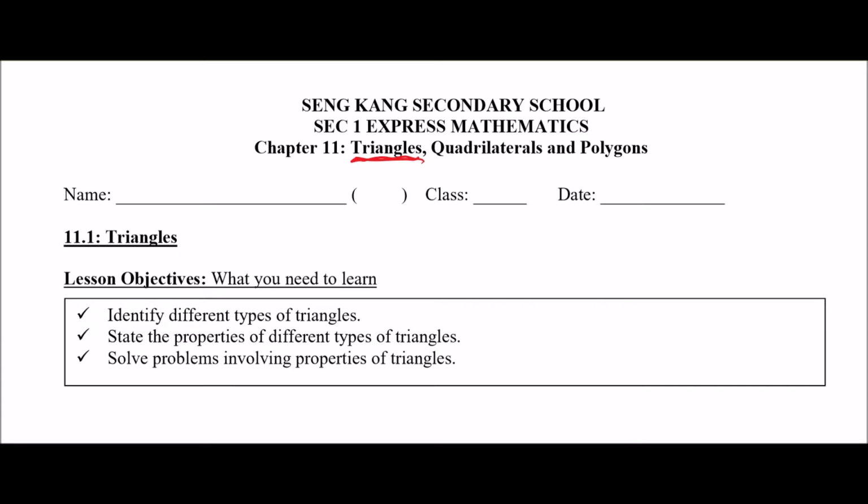And in the second video, we're going to talk about quadrilaterals. Quadrilaterals essentially are four-sided figures. Right? And lastly, in the third part, we are going to discuss polygons. Polygons essentially are shapes made out of a few sides. They are straight lines. So the number of sides can be greater than or equal to 3.